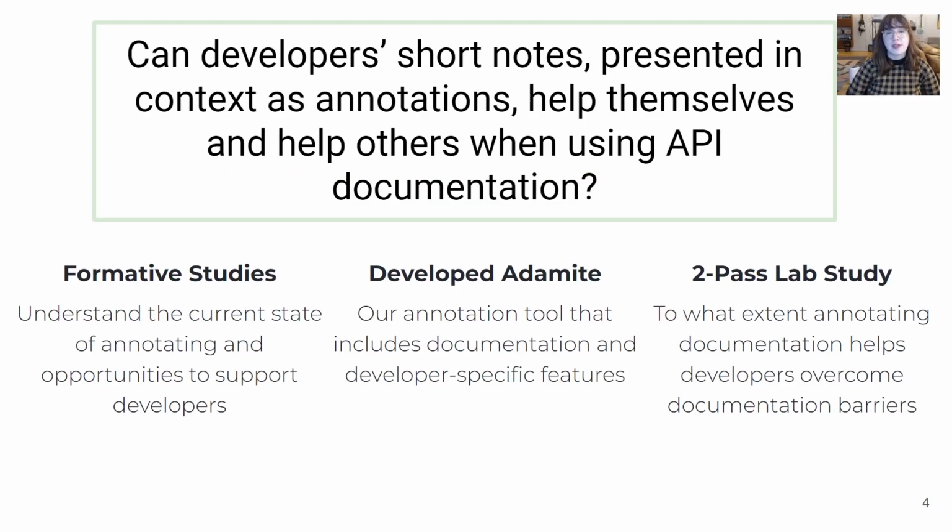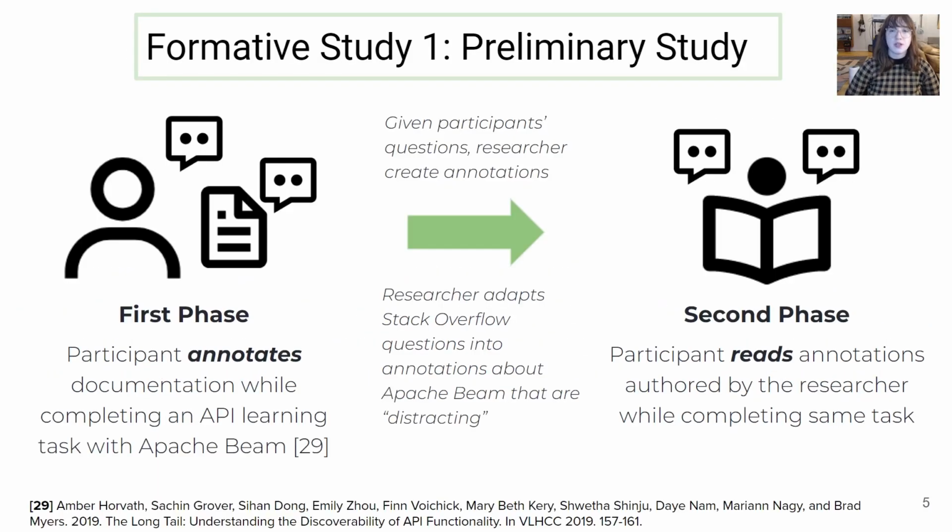Our work had 3 phases: 2 formative studies followed by the development of Adamite, our annotation tool, and then a 2-part lab study to investigate how Adamite helps with documentation issues. We ran a preliminary study where people learned an unfamiliar API while using Hypothesis, an annotation browser extension. The study had 2 phases, where the first phase had participants create annotations, and the second phase had participants reading annotations created by the first author.